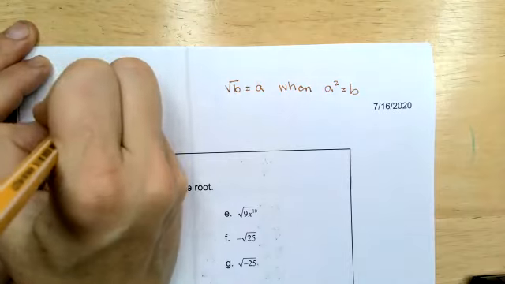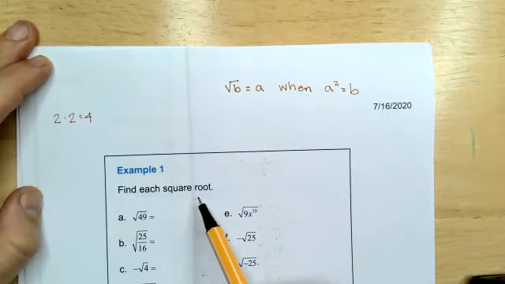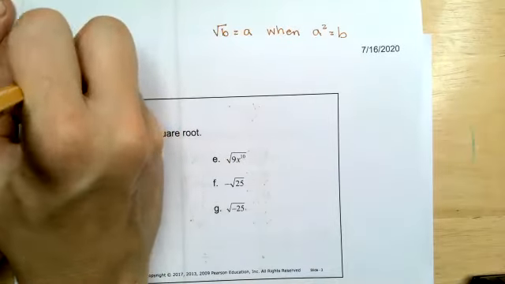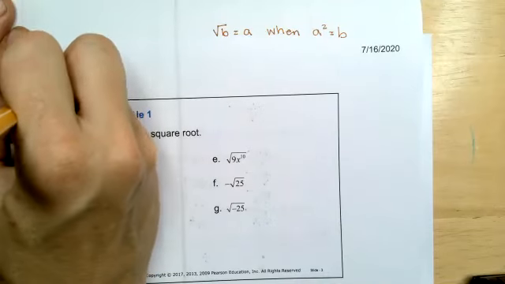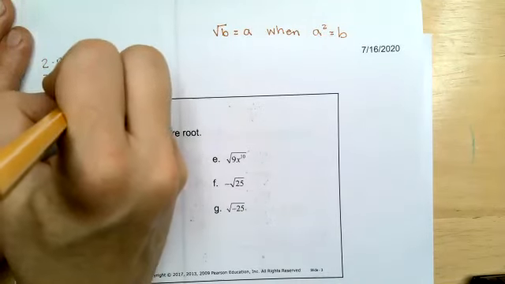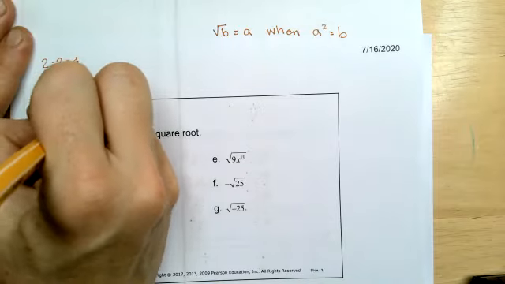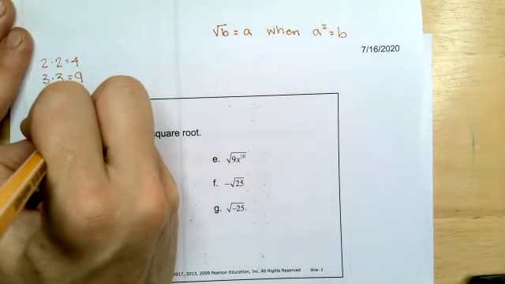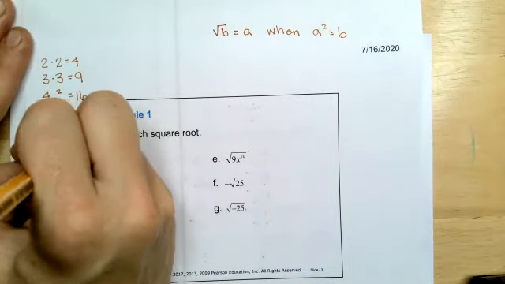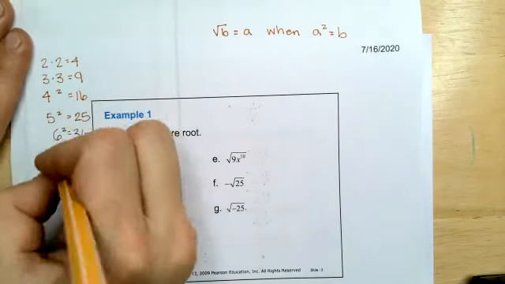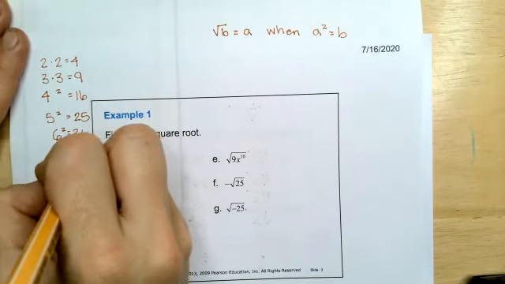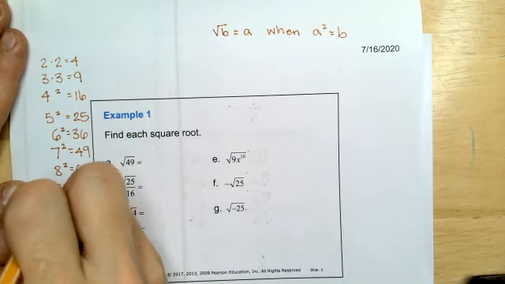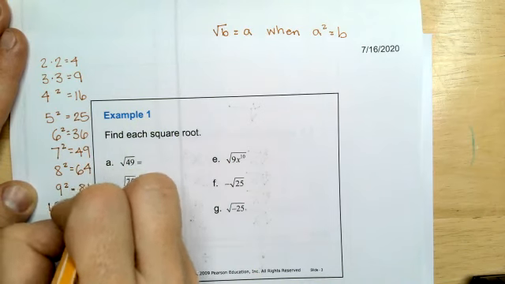2 times 2 is 4. So 4 is a perfect square. If it was under here, we would know what to do, right? 3 times 3 or 3 squared is 9. 4 squared is 16. 5 squared is 25, because those are the same, right? 3 times 3 is the same as 3 squared. 6 squared is 36. 7 squared is 49. 8 squared is 64. 9 squared is 81. And 10 squared is 100, for example, right?